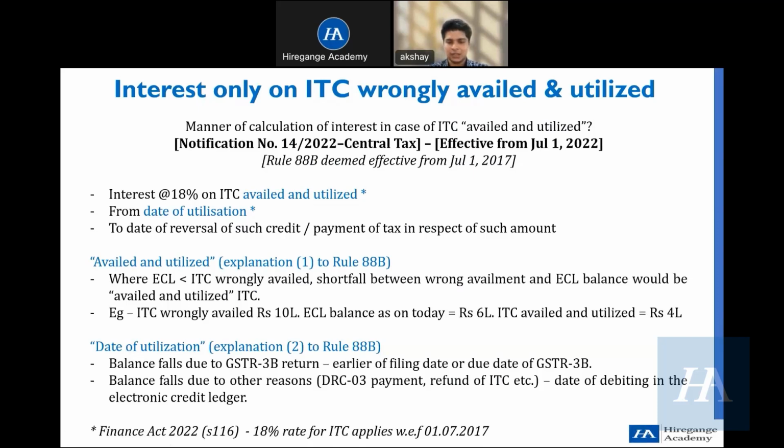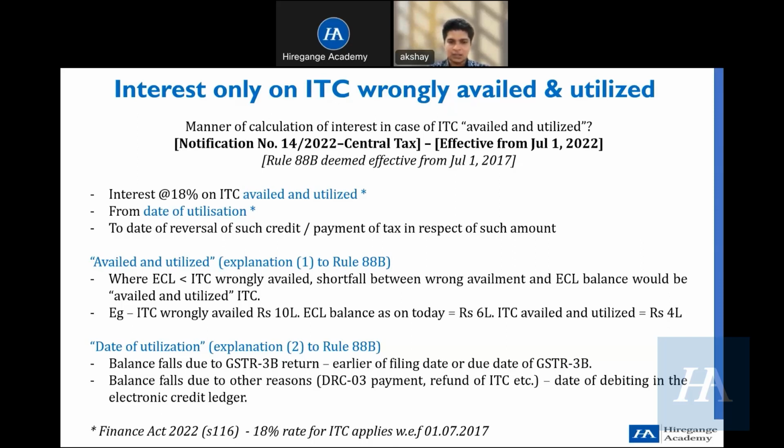First and foremost, interest is at 18%, not 24%, and it is on ITC which has been wrongly availed and utilized. Please note, it is availed and utilized, not availed or utilized. It is applicable from the date of utilization and would be applicable till the date when such reversal of the credit or the payment of tax has been made.